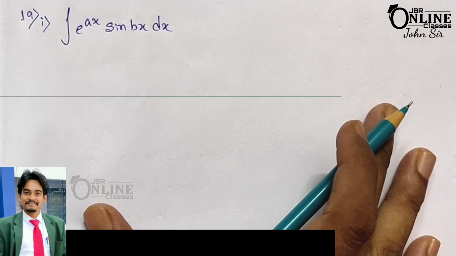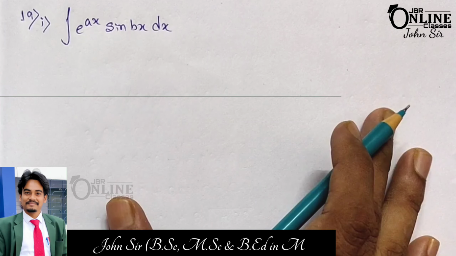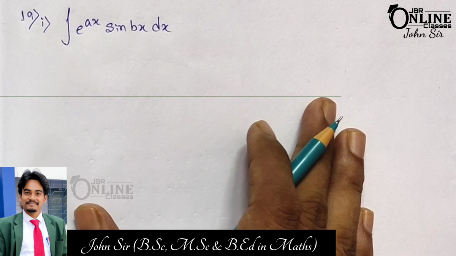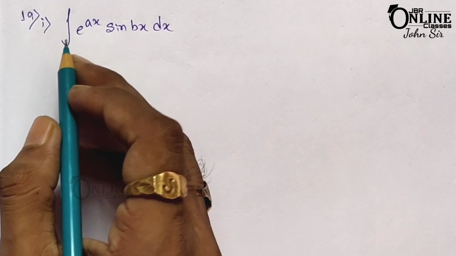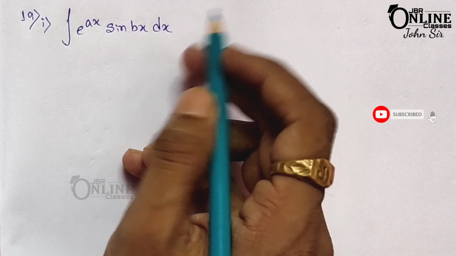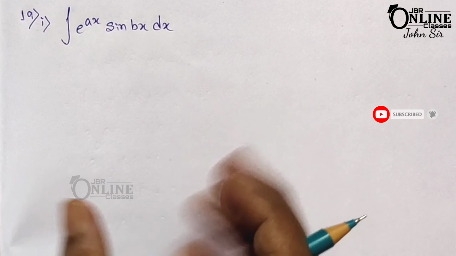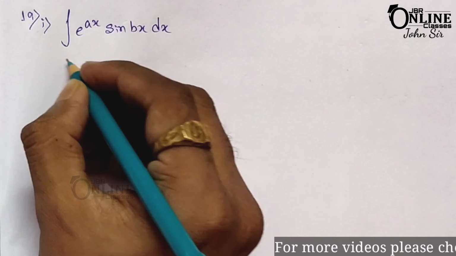So hello everyone, now in this video I am going to start from sum number 19 from the exercise 8.11. For the previous part, please check the description box, the link will be there. Okay, so here in sum number 19.1, integration e to the power ax sin bx dx. So here we will solve this integration by UV rule.